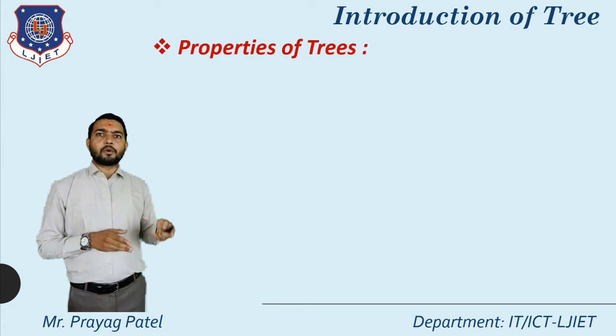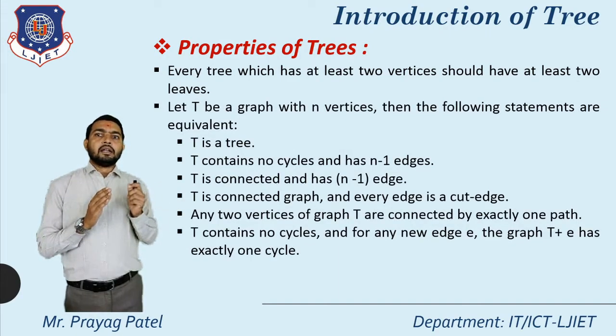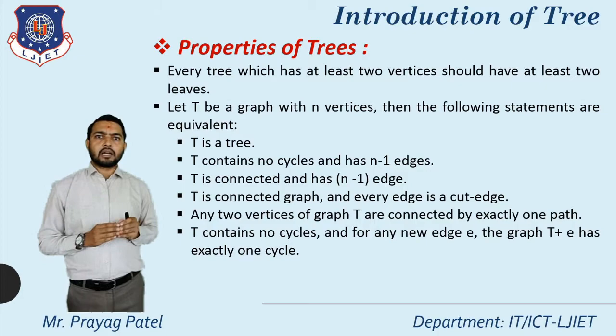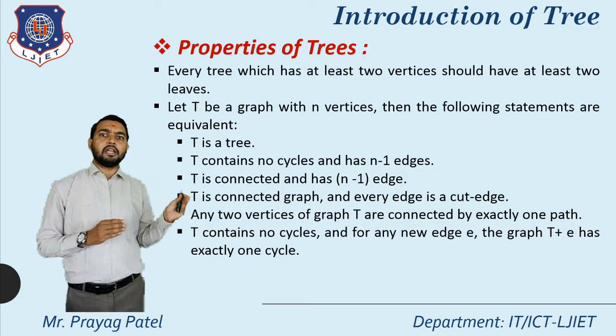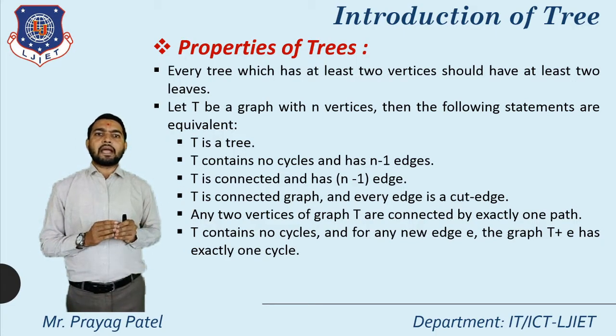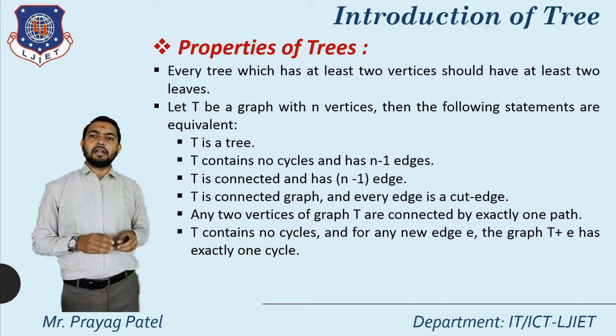Now next, another property of the tree: every tree which has at least two vertices should have at least two leaves. Let T be a graph with n vertices. Then the following statements are equivalent. First, T is a tree. T contains no cycle and has n minus 1 edges. T is connected and has n minus 1 edges. T is a connected graph and every edge is a cut edge. Any two vertices of the graph T are connected by exactly one path. T contains no cycle, and for a new edge e, the graph T plus e has exactly one cycle.